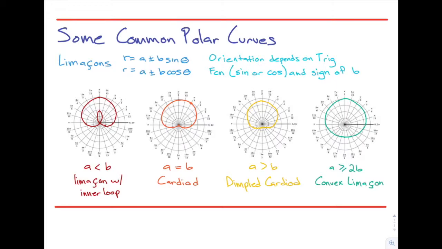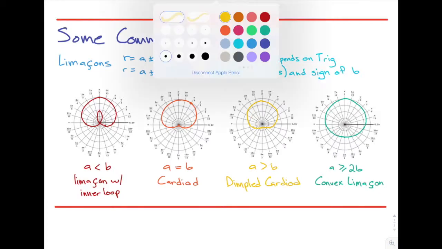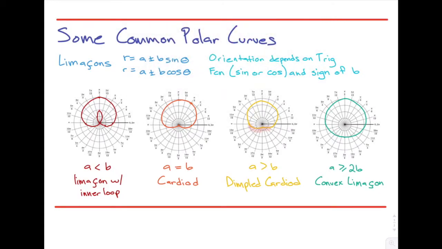If a is less than b, we'll have a limacon with an inner loop, like we did in the second example. If a equals b, like in the first example, we have a cardioid. If a is greater than b, we have a dimpled cardioid. You can see that it dips in right there. And if a is greater than or equal to 2b, we have a convex limacon, which starts to look more circular. In the next video, we'll take one more step further in the exploration of graphs of polar equations.